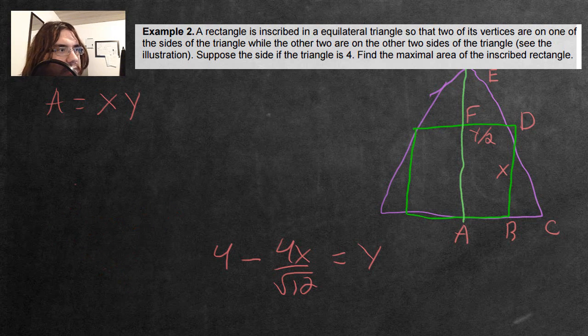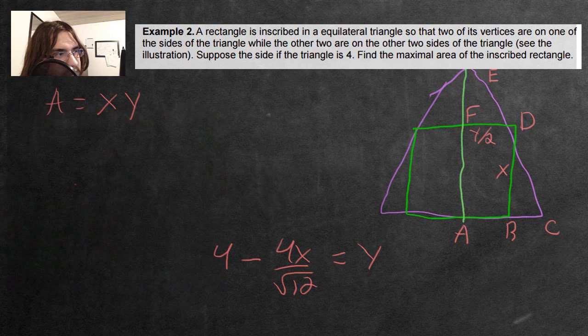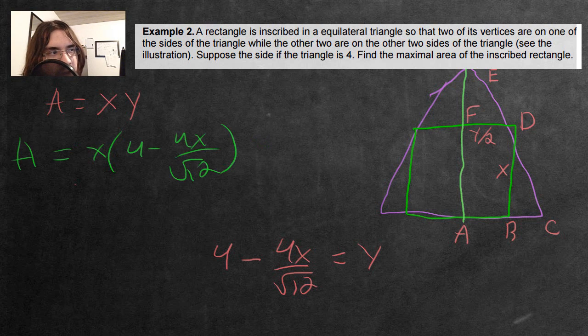So now that we know what y is, let me change colors. This is getting a bit boring. There we go. So let's substitute this y value right here into the area formula and actually start making some better progress. So it's going to be x on the outside, multiplied by 4 subtract 4x divided by square root 12. And that's going to equal the area. If we multiply it through, that'll give me 4x subtract 4x squared divided by square root 12.